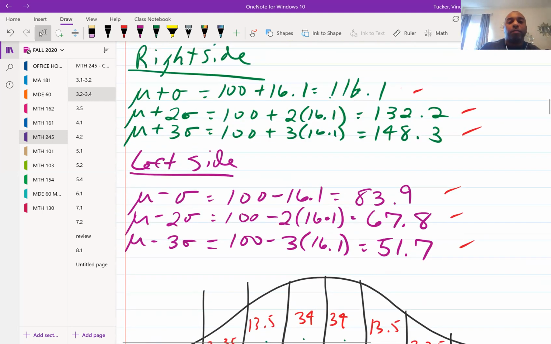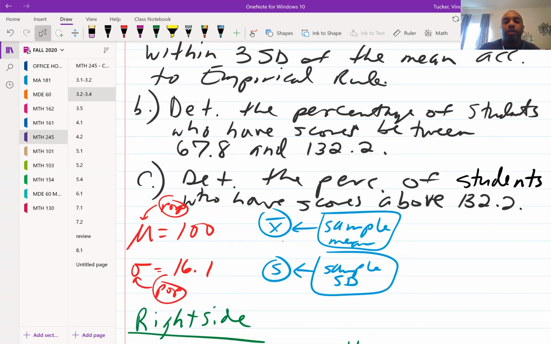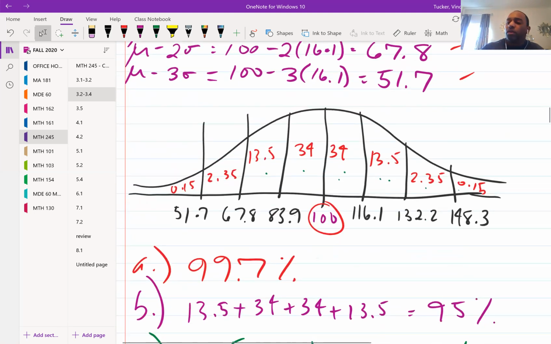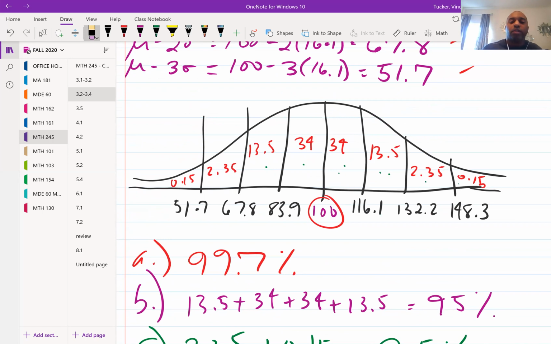All right. So B, determine the percentage of students who have scored between 67.8 and 132.2. So you would go to your chart that you've already filled in, and, oh no, hit the wrong one. Let's go back. All right, there we go. So we look at 67.8 and 132.2 and add up your percentages. So you have 13.5, 34, 34, and 13.5 between 67.8 and 132.2. Add them up, you get 95%.